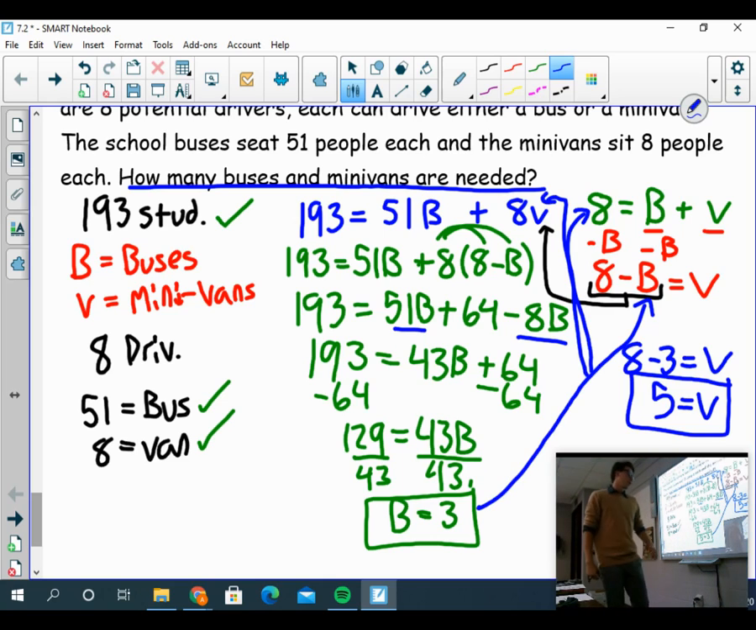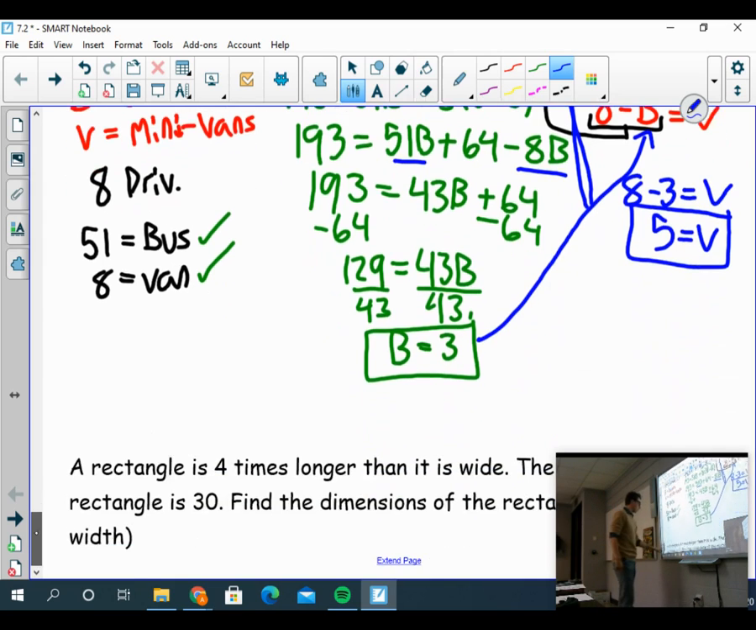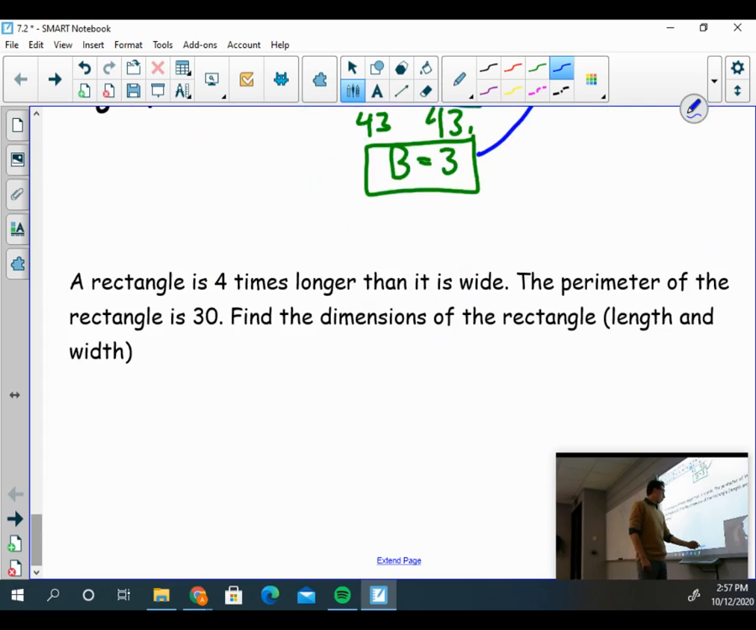If you're sitting there going, Mr. Carter, I get the process, but it's still tough for me to set up that equation. I couldn't have set it up without you. We'll practice it, and you'll get better, and you'll be able to do it on your own. Okay, let's do our final problem.